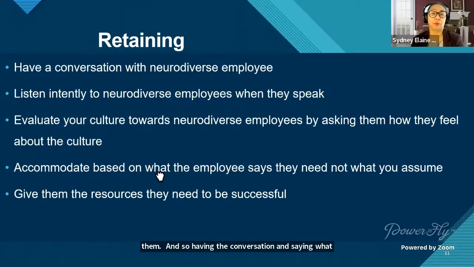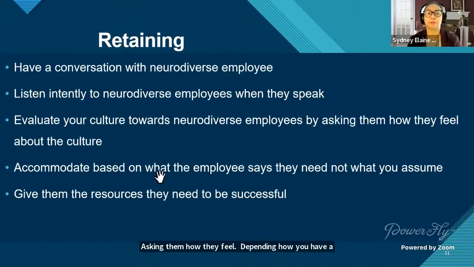Listen intently when the employees speak, actually listen to what they're saying to you and what they want and what they're experiencing in the workplace. And then with this, evaluate your culture towards neurodiverse employees by asking them how they think about the culture. You can do it in a formal setting, doing it in a survey, understanding, okay, do we need to be more inclusive? Or just asking casually, hey, what do you think about the culture? How do you think about that meeting? How'd it go? Asking them how they feel, depending on how you have that relationship with an employee and how you want to go about doing things.